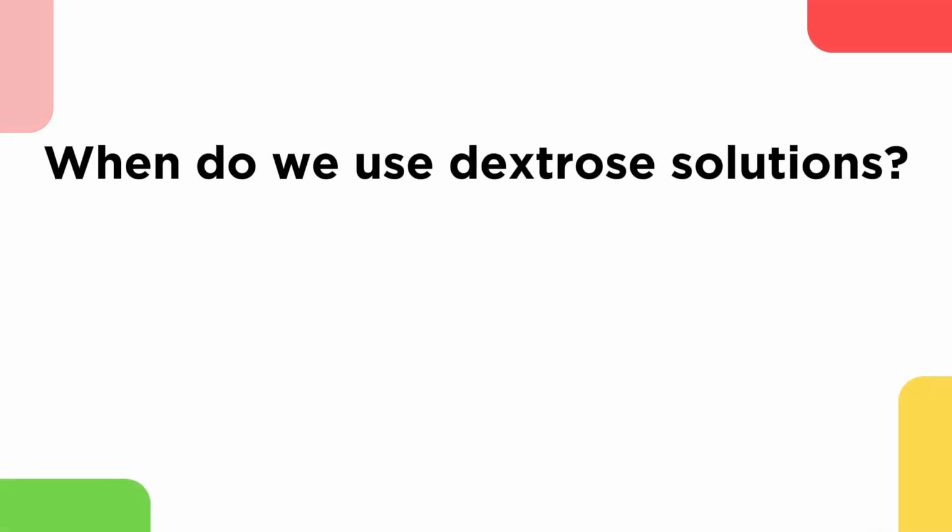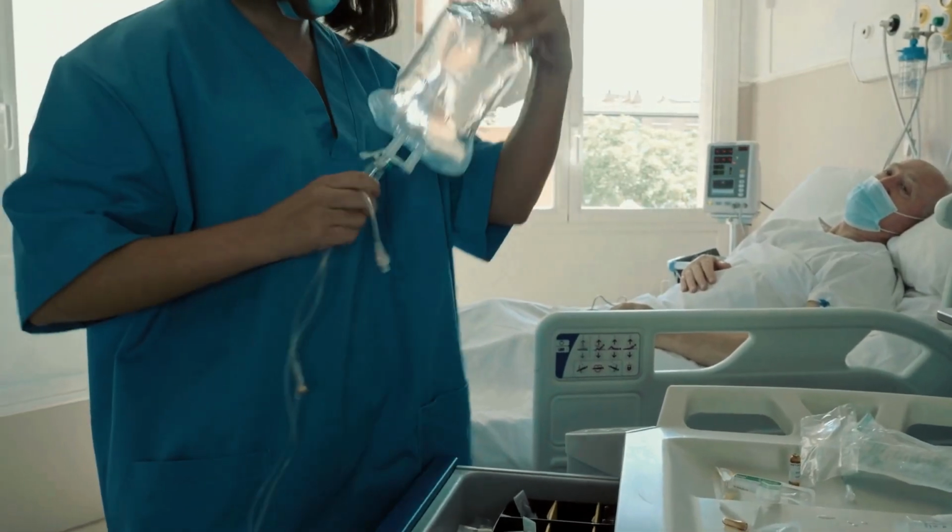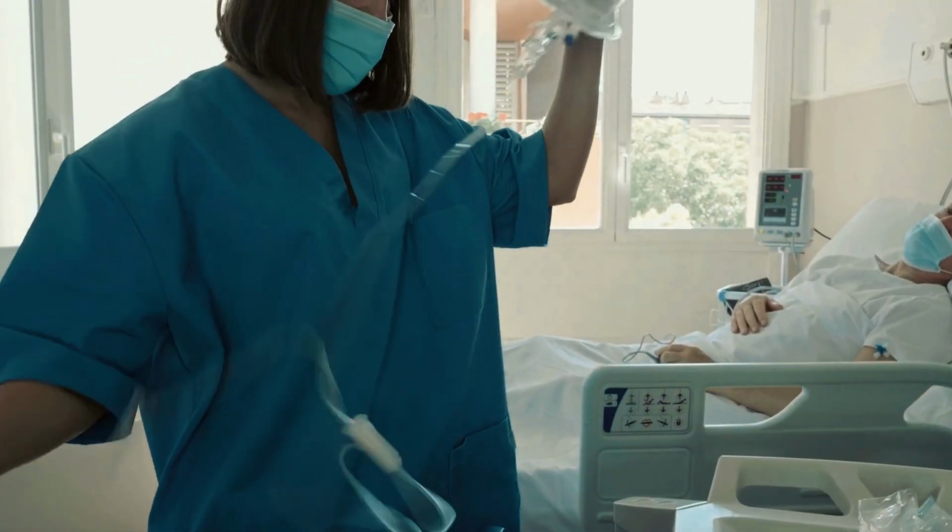When do we use dextrose solutions? They provide calories, about 170 calories per liter with D5 water. They're useful in diabetic patients who need both fluid and glucose, and in patients who need free water replacement but can't tolerate pure hypotonic solutions initially.